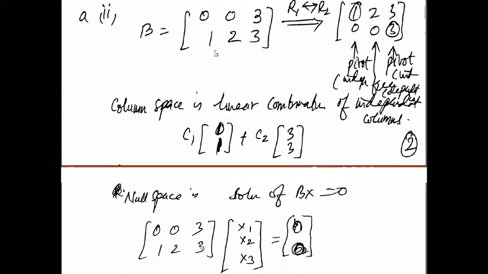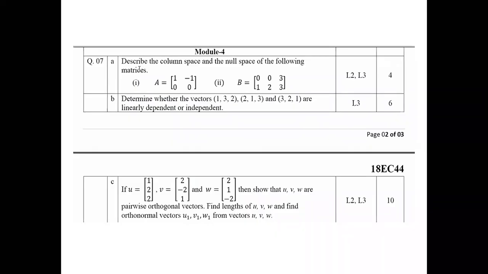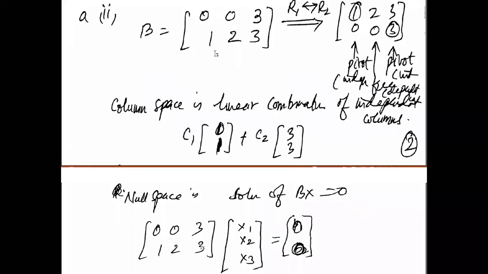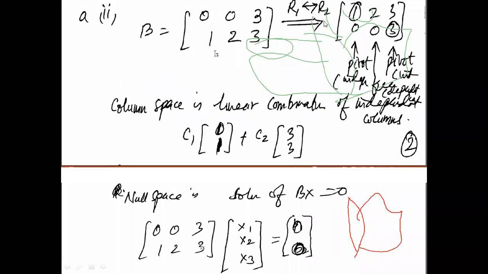Now let's move to the second matrix, which is B, which is 0 1 0 2 and 3 3. So again, first, for finding the null space, we need to find the row reduced echelon form. Right? So to find the row reduced echelon form, I'm going to interchange row 1 and row 2.